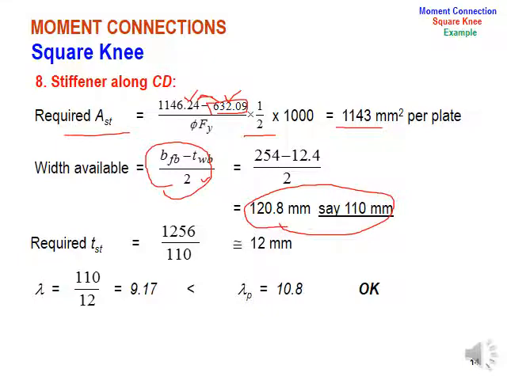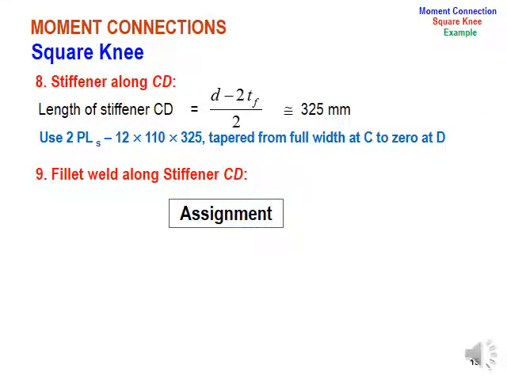So required TST is equal to 12 millimeter, and finally you can check it against lambda p. If it is less than lambda p, then this dimension will be okay. Required TST. Now the stiffener along the CD. I told you it may be half of it, but you have to consider it complete, so only D minus 2 TF. Whatever length you are getting, you have to write over here. So finally you are using 2 plates 12 into 110 into 325. That will be tapered for the full width at C to 0 at D.